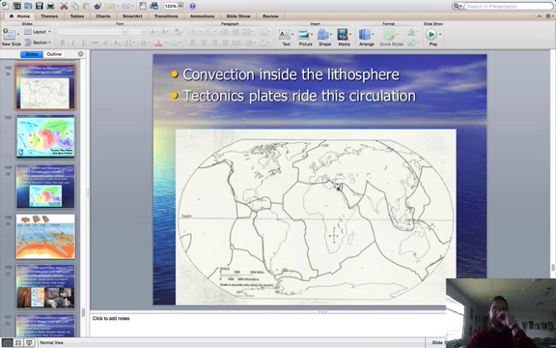All right, internal forces. Some things happening in the Earth. So convection inside the lithosphere. You should have learned convection, I'm sure, in science class. In this case, we're talking about within the lithosphere. As that occurs, obviously it causes the tectonic plates to move around, and these are the large tectonic plates.